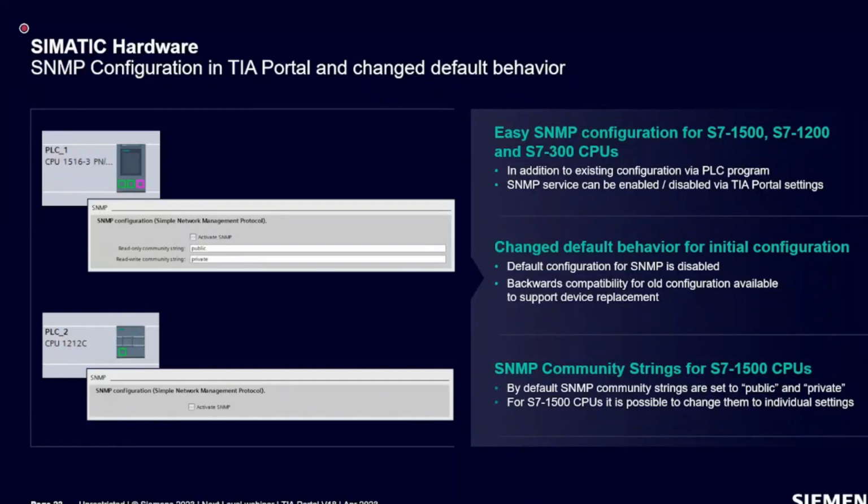And the next one is SNMP. This is a point already mentioned by Arvind in the last session. By default, SNMP will be disabled. If you want to enable it, you need to enable it manually. SNMP is a protocol which is used for network management, and it's disabled by default in our TIA Portal software.